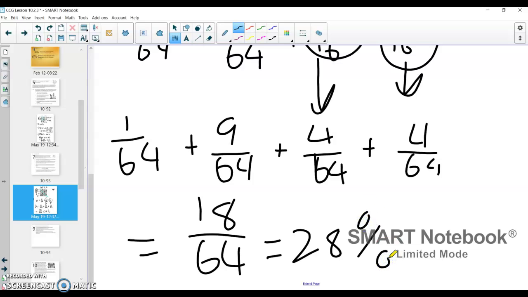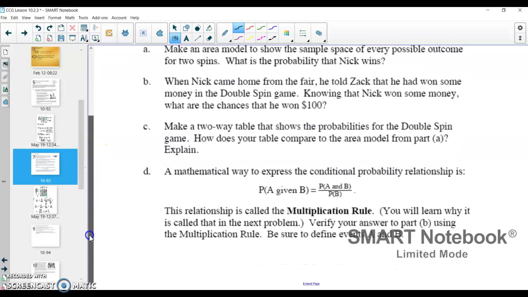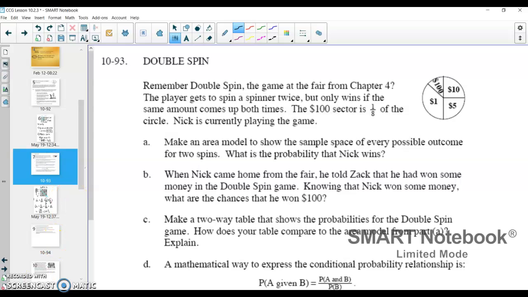All right, I'm going to end this video here. We will finish B, C, and D, and this last problem, actually 96 is the last problem, in the second video.